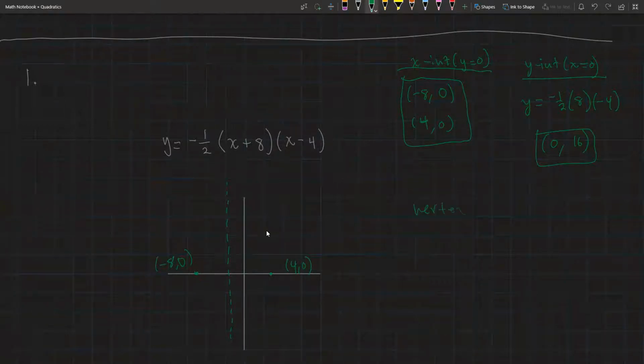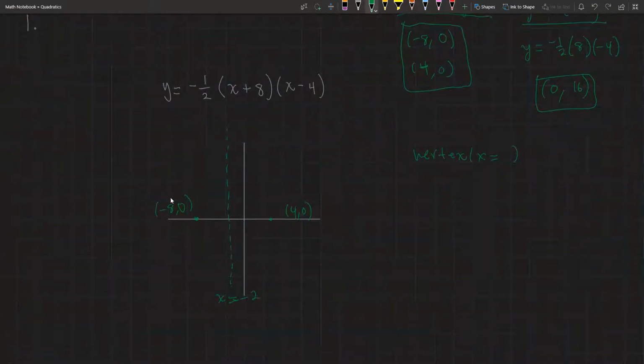So let's figure out the vertex, and let's see if you can figure it out before I do. The x value of the vertex occurs at the midpoint of these two. The midpoint of -8 and 4 is going to be x equals -2. Verify that for yourself. The way we did that is -8 plus 4 is -4, divided by 2 is -2. We took the average of those two.